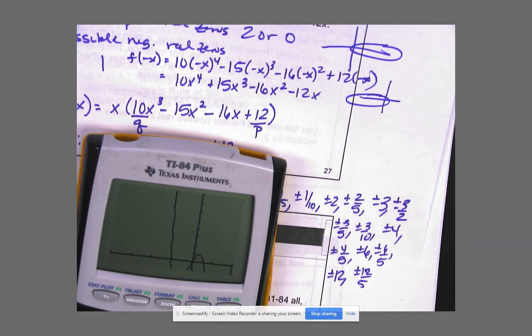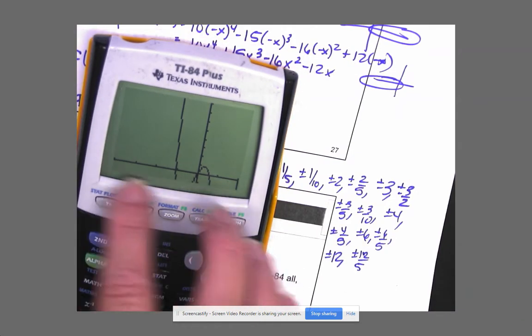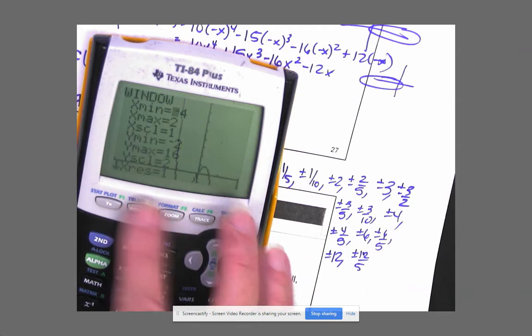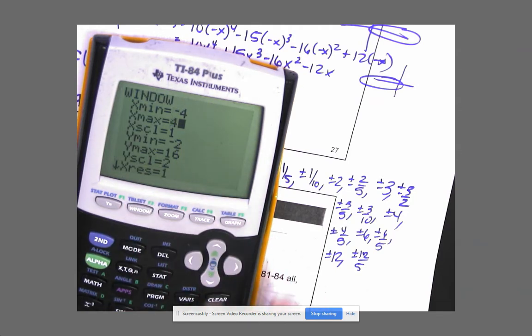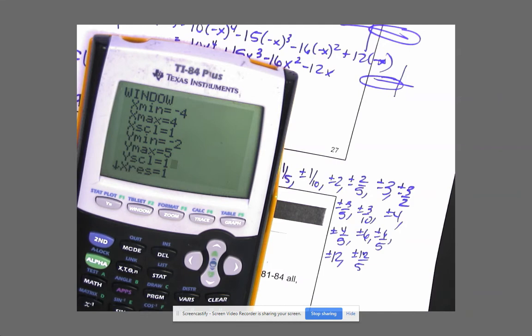Okay. And so again, as I see my graph, that's just from the last one. I didn't really change the window, but I want to change it just a little bit. I think I'm going to keep these the same. I'm going to go in and change this one to a positive 4. And then I'm going to change this negative 6, that 16, I'm just going to change it to 5. And I'm only going to go up by 1 because I don't really need to know all that. Okay, so I'm just changing my window to negative 4, 4. Scale is 1. The y min is -2. The y max is 5.